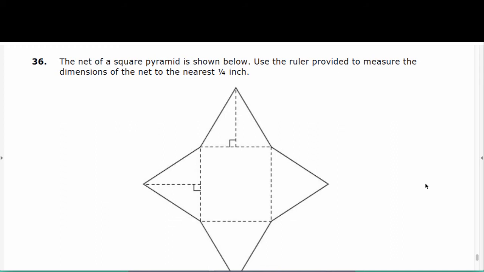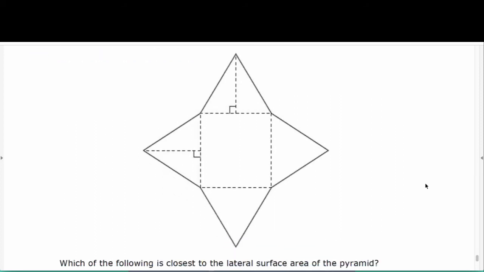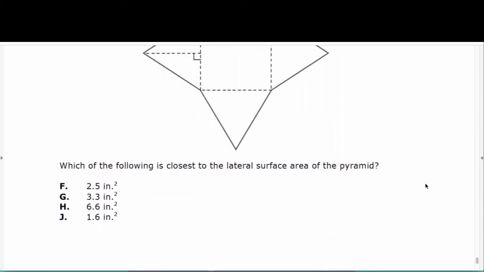Question 36. The net of a square pyramid is shown below. Use the ruler provided to measure the dimensions of the net to the nearest 1/4 inch. Which of the following is closest to the lateral surface area of the pyramid? F. 2.5 inches squared. G. 3.3 inches squared. H. 6.6 inches squared. J. 1.6 inches squared.